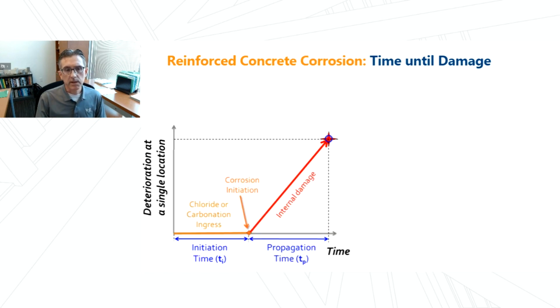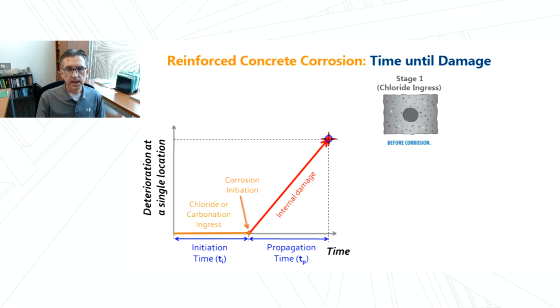In order to do the in-depth corrosion investigation, we need to understand that fundamentally, reinforced concrete corrosion is a time-dependent problem. That's illustrated schematically here on this graph, where on the y-axis we have deterioration of a given element of that structure, and on the x-axis we have time. The time is split into two main periods, an initiation time and a propagation time.